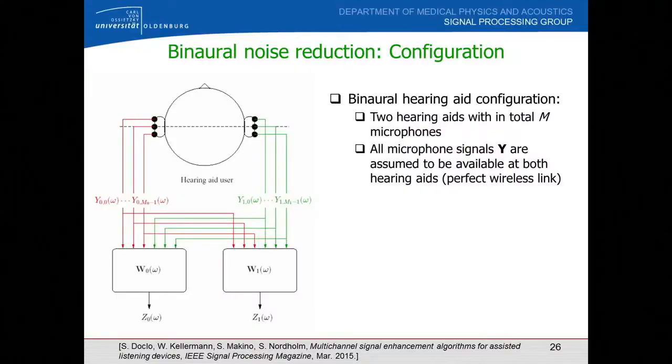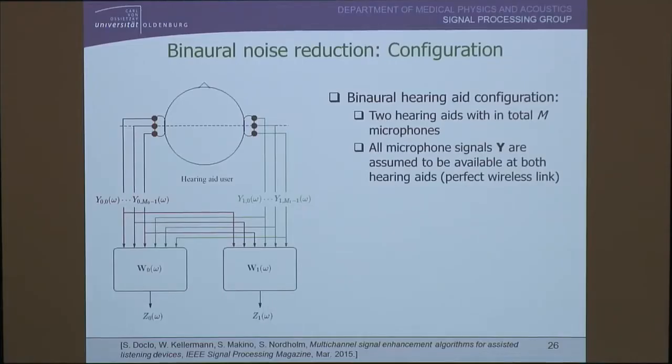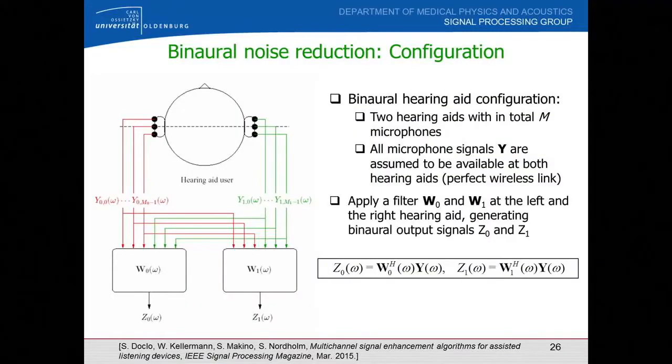So this is actually the configuration we're considering here. We have a hearing device on the left, a hearing device on the right, each having multiple microphones. For this part, we assume that all microphone signals are available at both devices, so kind of a perfect wireless link, or a wire, or a device which is just connected over the head. And the main difference about these binaural algorithms is not just that they have devices at both ears, but that they're also generating 2 output signals. That's actually the main difference to monaural algorithms.